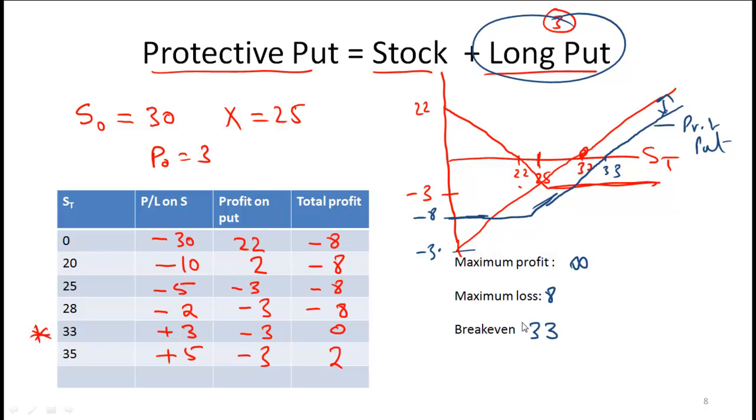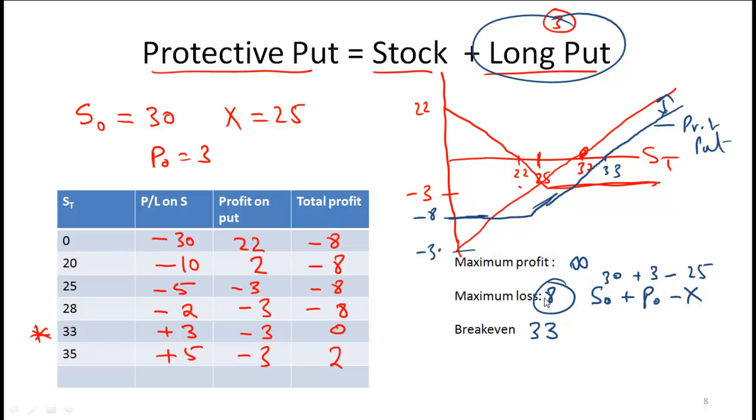Now, in terms of understanding the formulas, once you've understood this example, the formulas will be easy to memorize, but here is what we need to know. The formula for the maximum loss is S naught plus P naught minus X. So notice that in our example, what was S naught? S naught was 30. What was P naught? That is how much we actually paid for the put option. So that was 3. And X was the exercise price, 25. So 33 minus 25 is our maximum possible loss of 8.